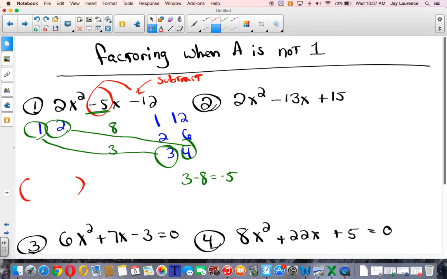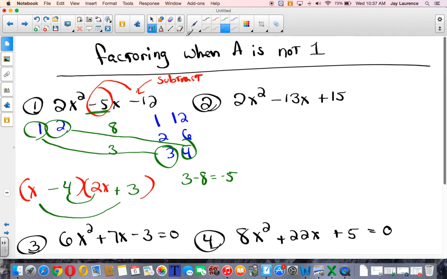I'm going to have two quantities. I'm going to have a 1x and a 2x. Now, remember, the outside one goes with the outside one over there. The inside one goes with the inside one. So what did I multiply the 1 by? By 3. So I need a 3 there. And over here, my little subtraction problem, the 3 is positive. What did I multiply the 2 by? By 4. And in my little subtraction problem, 2 times 4 is 8, but it's negative. There you go. You just factored this trinomial.